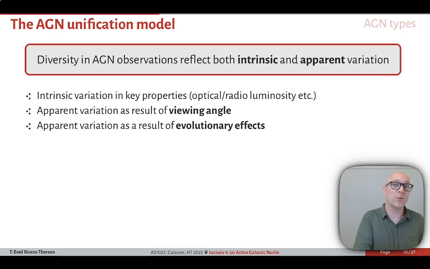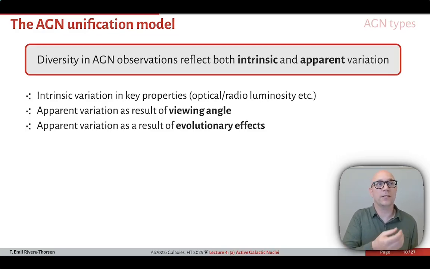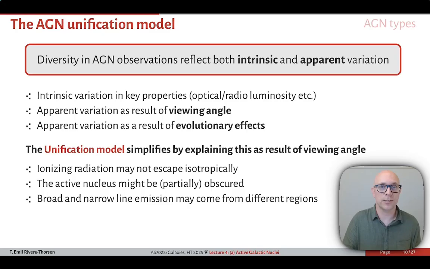But there are also apparent variations where we look at the same class of objects, but we may look at them from different angles. And that means that certain parts of them might be obscured, so we don't see them. So they look different to us at a large distance, even though they're actually the same kind of objects. So how do we disentangle this? There might also even be variation as a result of evolutionary effects in these objects.